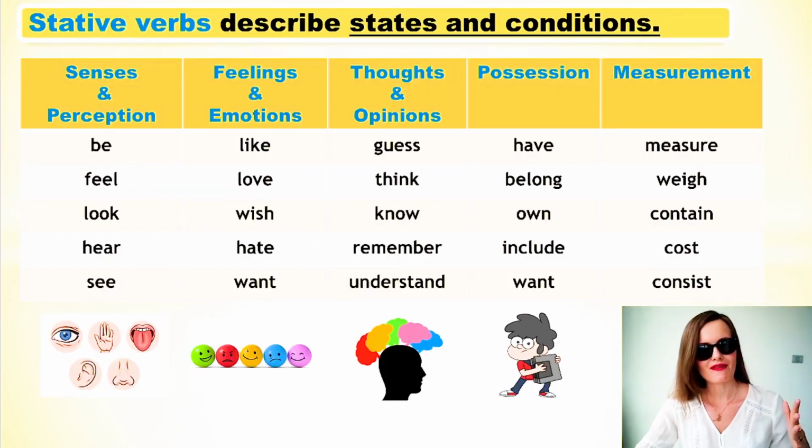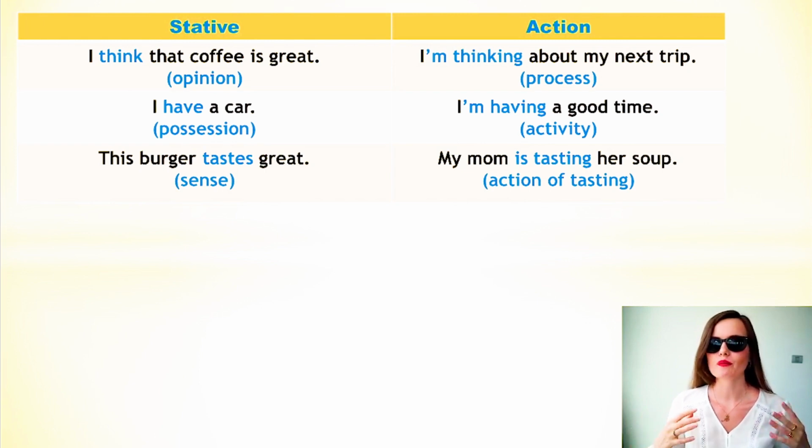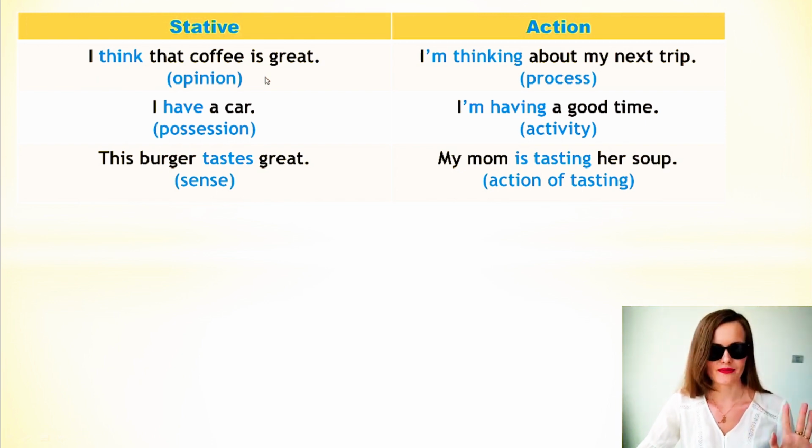The verb love that we used in the first sentence belongs to stative verbs because it belongs to the category of feelings and emotions. And the verb smell belongs to the senses and perception category. Some stative verbs can become action verbs, depending on the context and meaning. These verbs are usually the most challenging because there is no one rule that you could use. You have to think about each situation separately. For example, I think that coffee is great. And I'm thinking about my next trip.